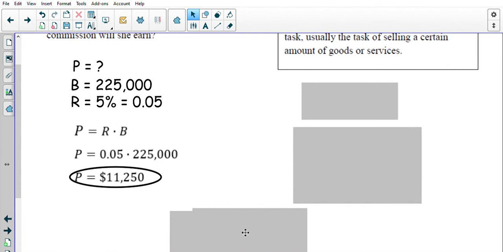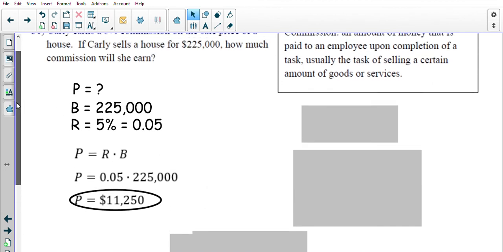I do want to point out that should you put the numbers in the wrong spot, if you say that the part is 225,000, you end up getting an answer that is not reasonable. So I'm actually going to calculate it. You would end up getting an answer of, let me go ahead and do it. There we go. Man, that's a big number. So you would get 4,500,000. Hopefully you recognize that doesn't make sense. You're not going to earn $4,500,000 on a $225,000 home. So it's pretty easy to figure out if you've done it wrong in a problem like this. So just double check that.